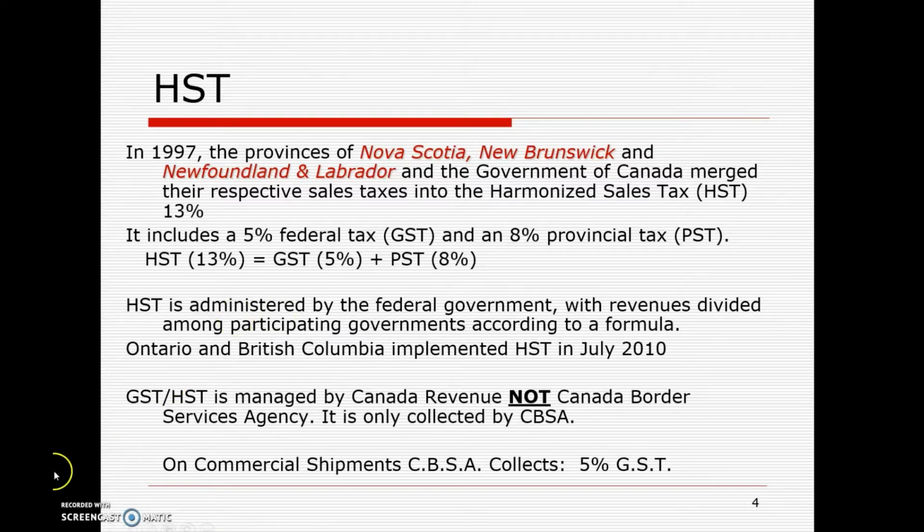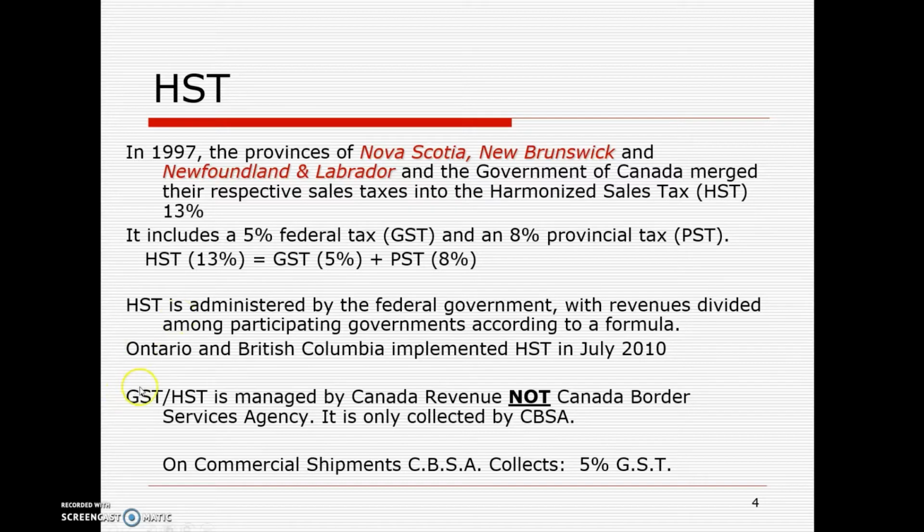Ontario and British Columbia joined this in July 2010. So basically what happens now is when you buy that tube of toothpaste for $1, you still pay the PST and you still pay the GST, but it is one tax called HST. So you pay the same amount. You still pay 5% GST and you still pay 8% PST, but instead you pay them combined into one tax called HST of 13%. Okay.